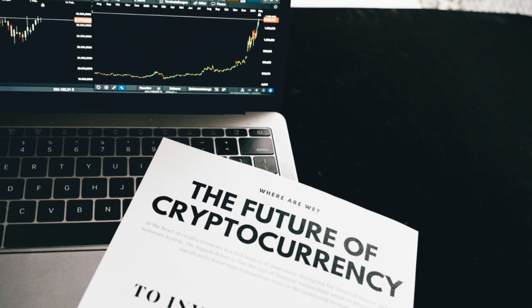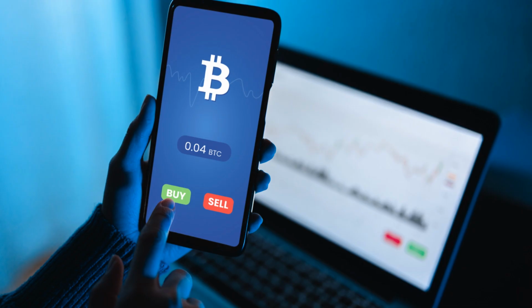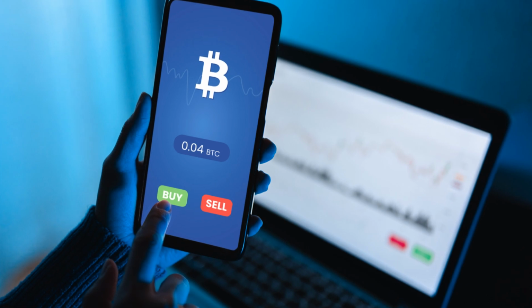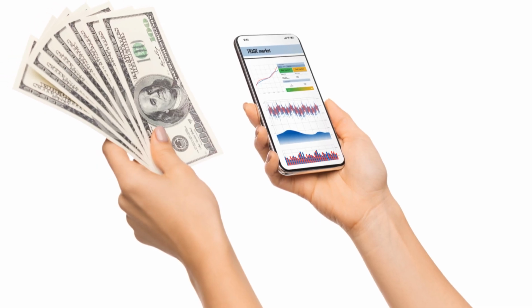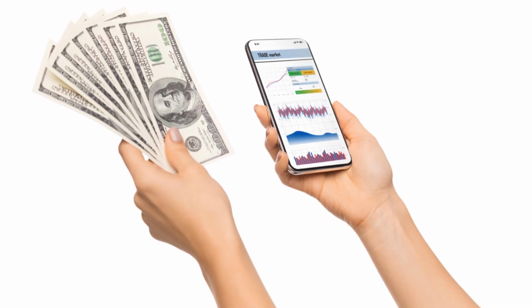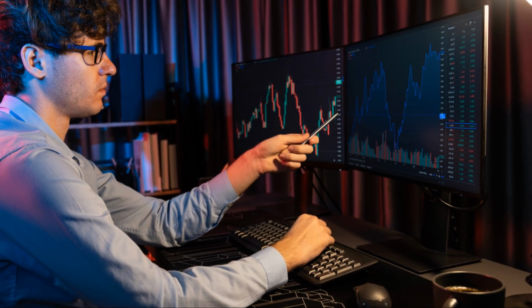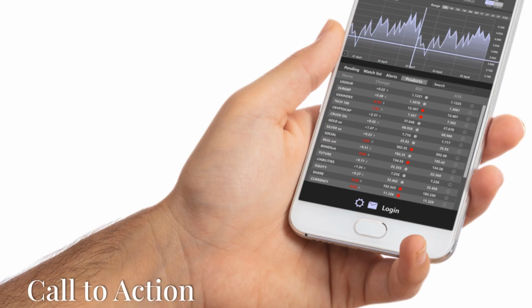The best way to learn is by practicing. Use platforms like TradingView to study charts and backtest your strategies. And always remember, use stop-loss orders to protect yourself from big losses, and never risk more than 1 to 2% of your portfolio on a single trade.